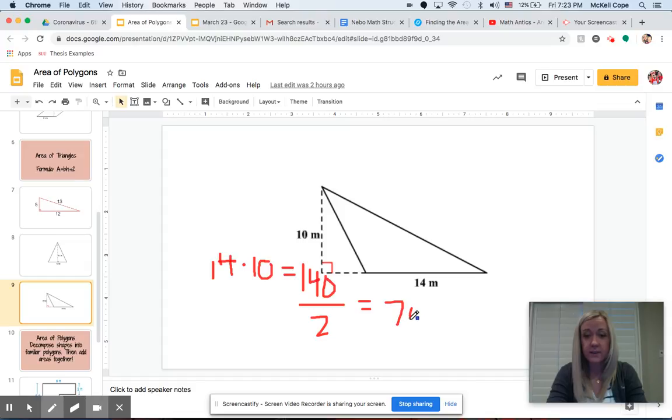So if you got 70, give yourselves a big pat on the back, maybe a little silent cheer or even a loud cheer if no one's around. And this is not just 70, it is 70 square meters. Perfect. Okay, now we're going to move on.